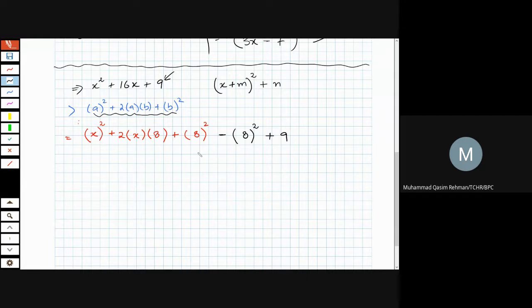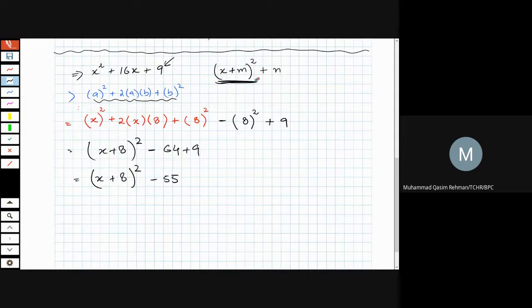All right, now the one written in red will be x plus m whole square. Basically, you need to complete the square. So this will be x plus 8 whole square minus, what is 8 square? 64, and then plus 9. You dissolve these two, x plus 8 whole square, and this will give you minus 55. Okay, is the format achieved?